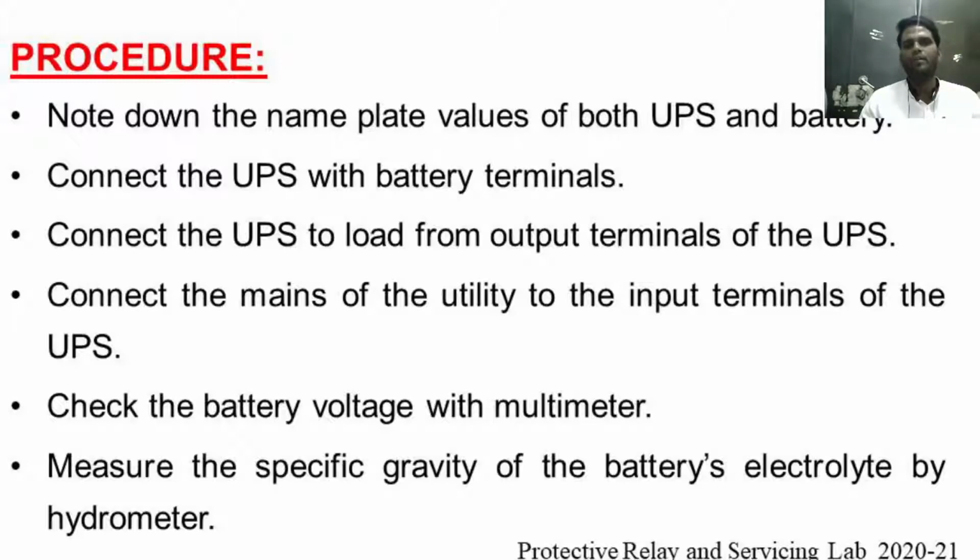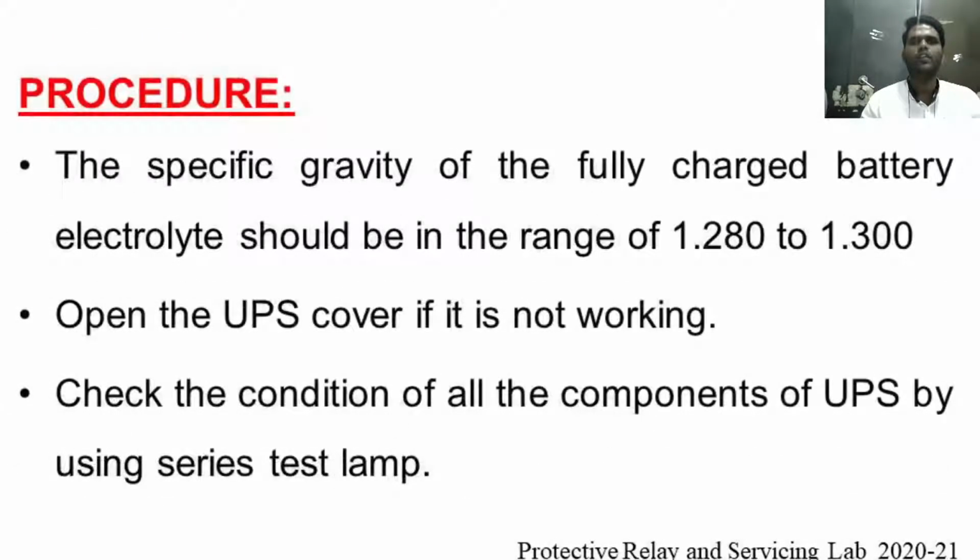Now check the battery voltage with my multimeter. Once you find the correct voltage from the multimeter, let me measure the specific gravity of the battery's electrolytic solution by means of a hydrometer. The specific gravity of the fully charged battery electrolyte solution should be in the range of 1.280 to 1.30. If it is in that range, then we can say that this battery is completely charged. If it is below or above that, we have to charge the battery properly.